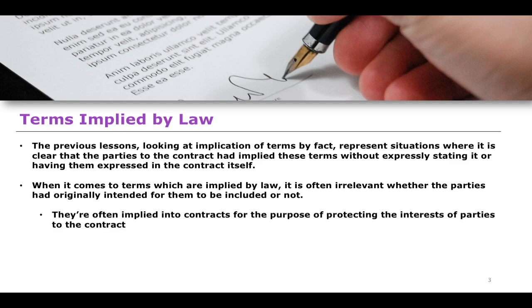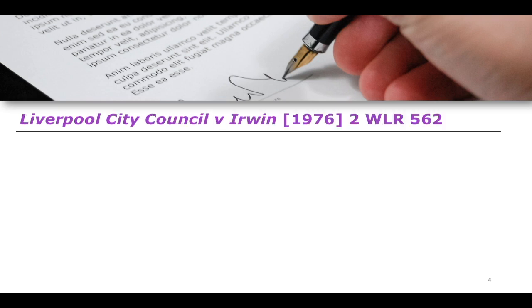They're often implied into contracts for the purposes of protecting the interests of parties to the contracts. So where it is clear that a term needs to exist for the protected parties to actually have their interests upheld and protected in the contract itself, then it may be implied through law. An illustration of this can be seen in the case of Liverpool City Council versus Irwin from 1976.